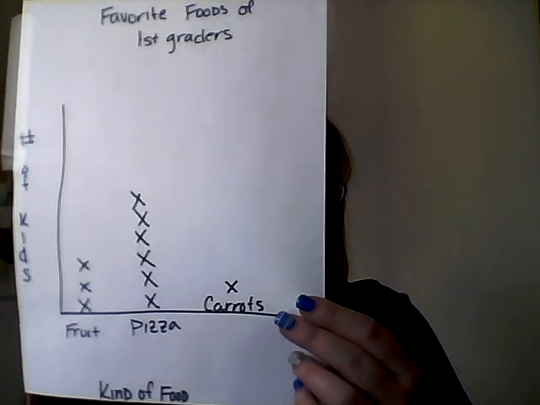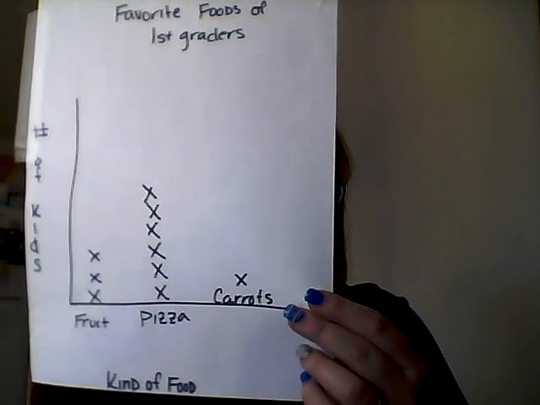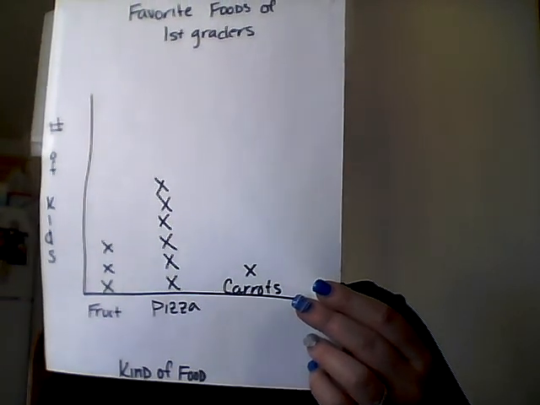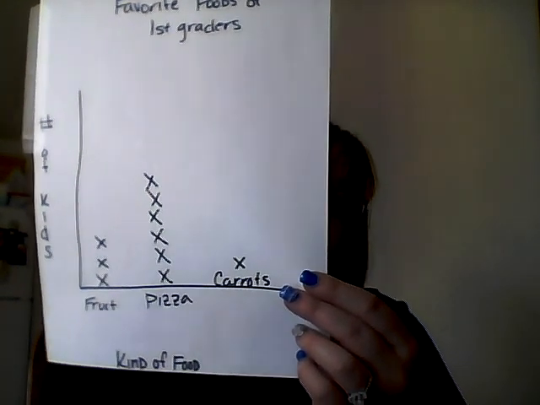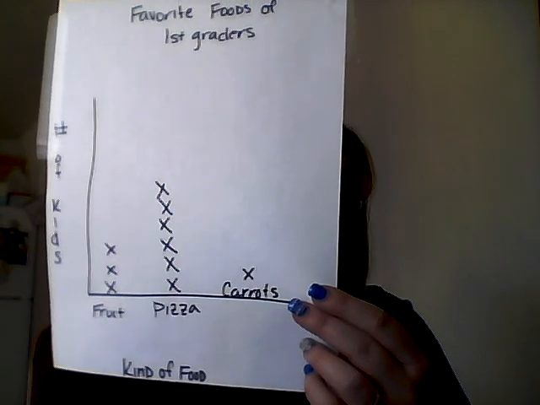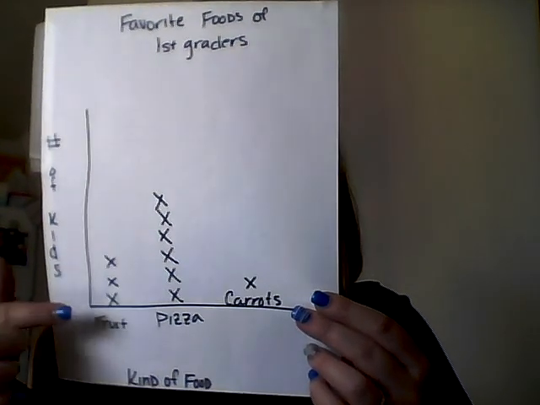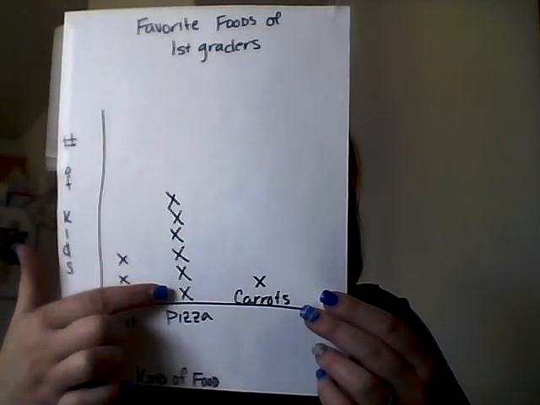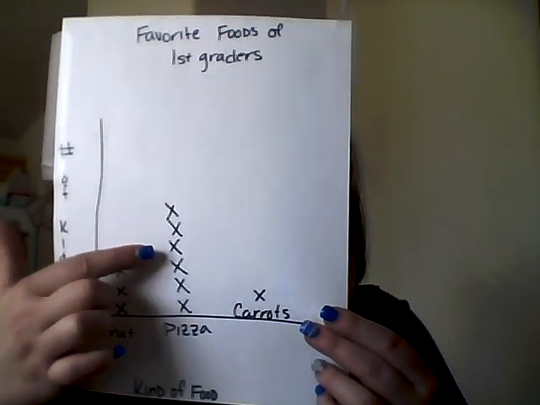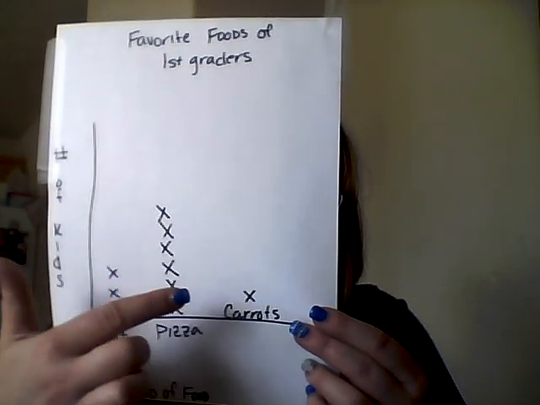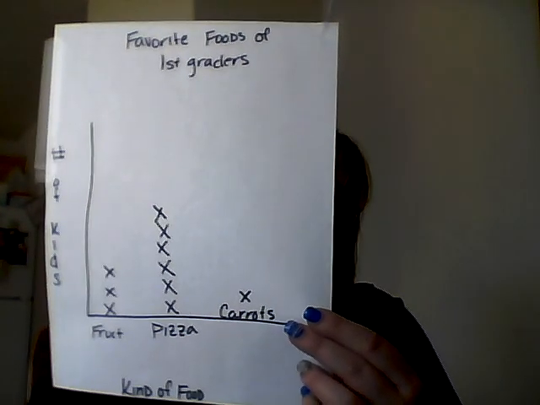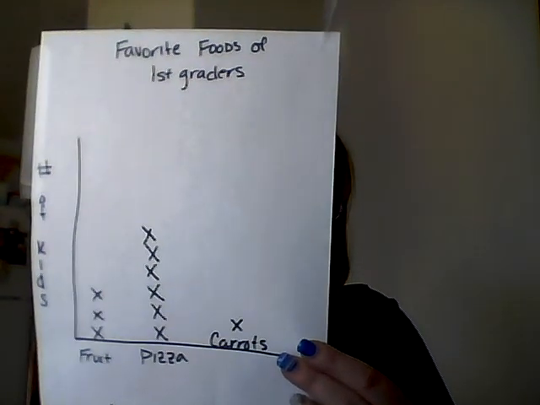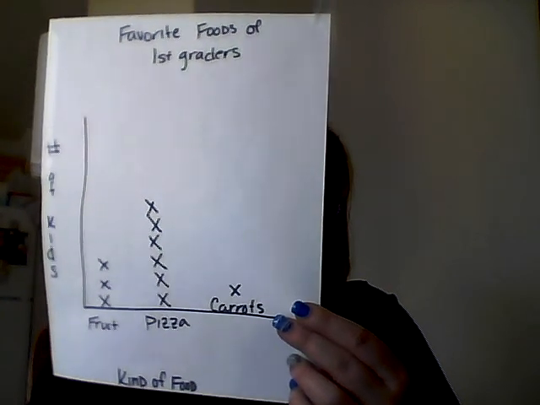Now the easiest way to read this is going to be to actually just count the total amount of little X's that you see, because that's going to be exactly how many kids we talked to. So we know we have 3 right here, and then we're just going to go 4, 5, 6, 7, 8, 9, 10. So that is a total of 10 people that we talked to for this information on our data.